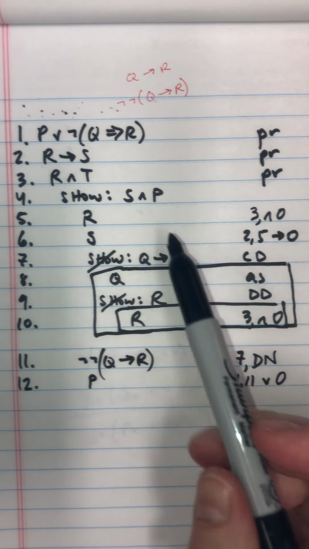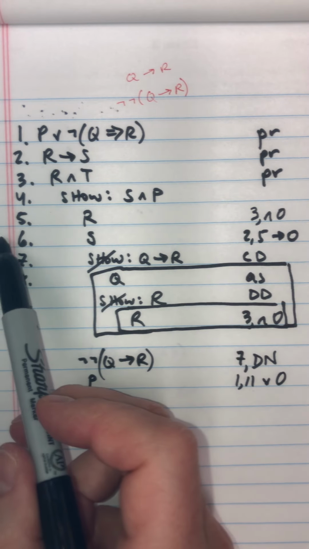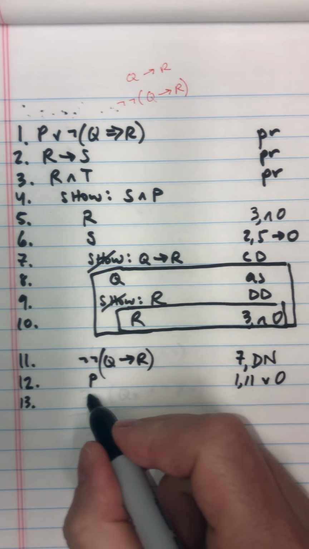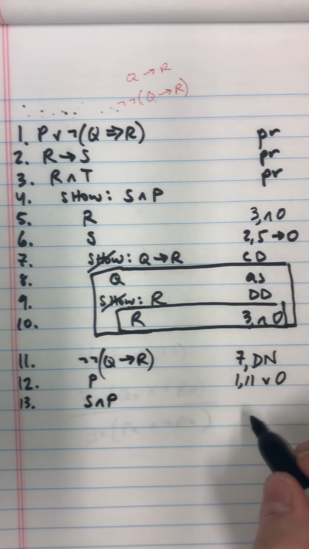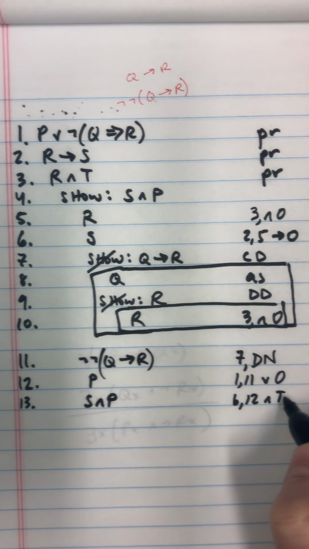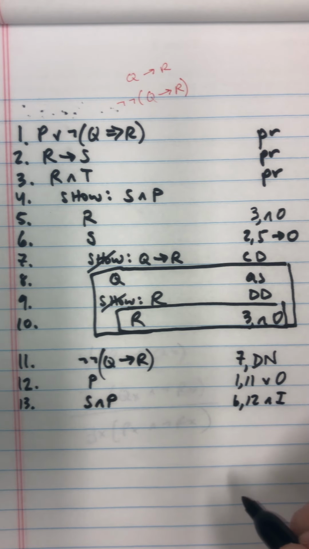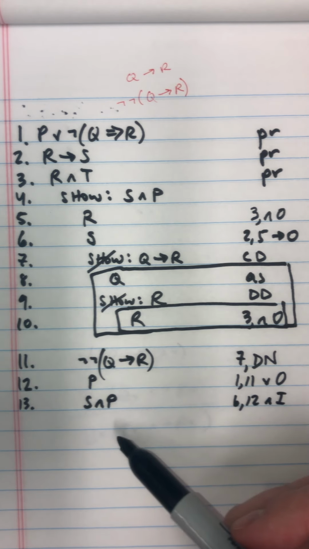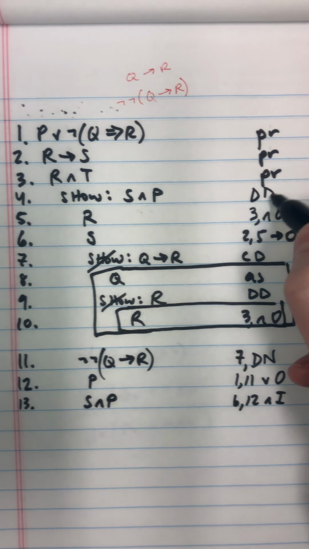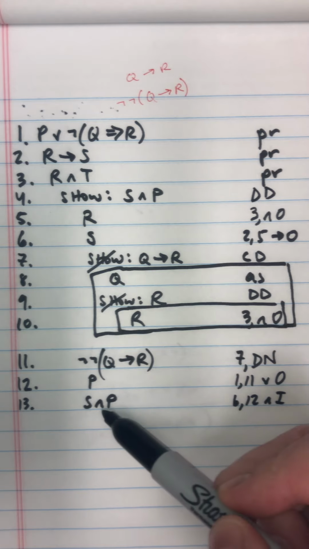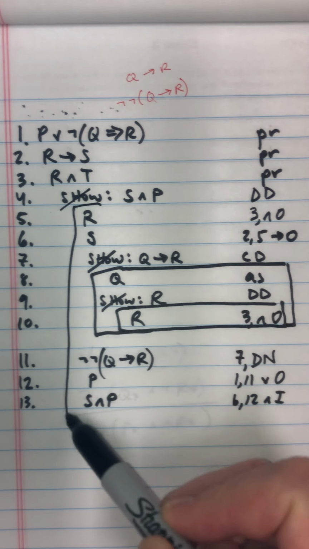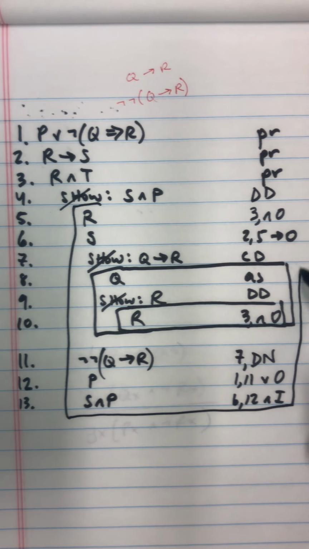Finally, we just need to put things together so we have S and P. We've got S here in line 6, we've got P here in line 12. Putting those together, we get S and P. That's from line 6 and 12 by and in. And now our proof is completed. Again, what kind of proof is it? Well, it's a direct derivation because we tried to show S and P, and that's what's at the bottom of our proof. So we cancel, and we box everything else, everything below the show line.